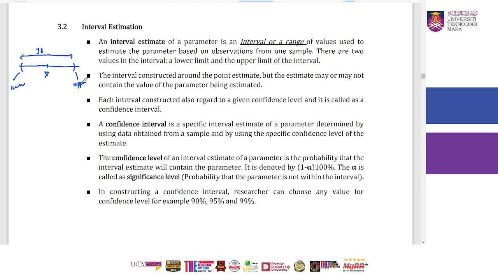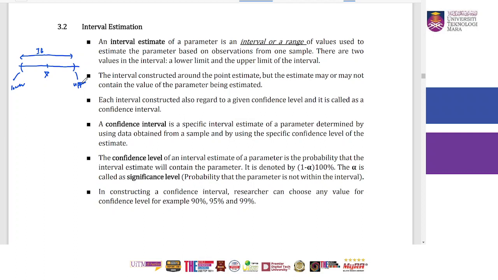Okay. So, in this sense, it gives you a broader idea where the actual population parameter will lie. Okay, so dia akan bagi satu idea yang lebih jelas di manakah nilai populasi yang sebenar berada. So dia ada range dia kat situ. So in this sense, an interval estimate of a parameter is an interval or a range of values used to estimate the parameter based on observation from one sample. Okay, there are two values in the interval, a lower limit and the upper limit of the interval. So itu yang kita lihat.